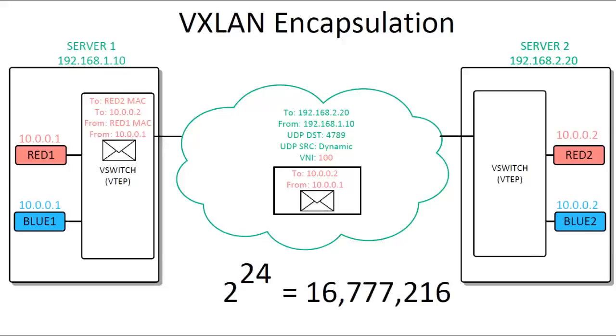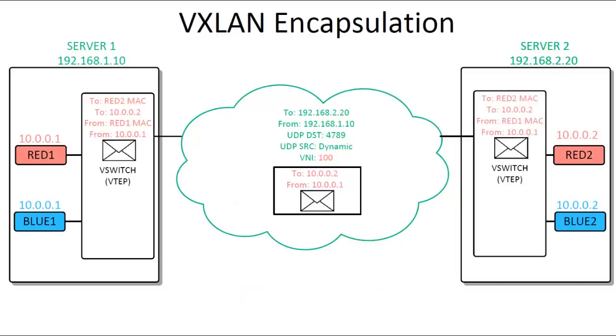VNIs, however, have 24 bits reserved, which allows for over 16 million VXLAN identifiers. After the VXLAN header, there is the original packet from Red 1. With the outer headers in place, the packet reaches the VTEP on server 2 at 192.168.2.20. This VTEP receives this VXLAN packet and reads off the VNI of 100 reserved for the red tenant.